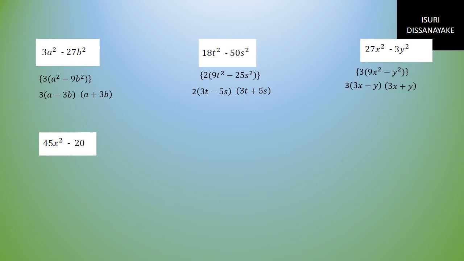45x squared minus 20. The common value here is 5. So we will bring 5 out from the bracket. We are left with 9x squared minus 4. So we are going to use the difference of two squares. 5 as it is, and we have (3x minus 2)(3x plus 2).